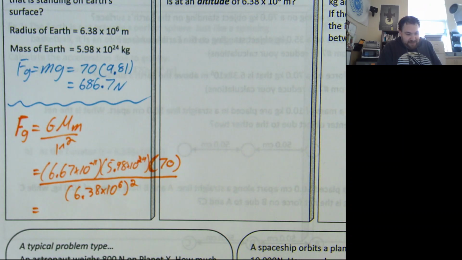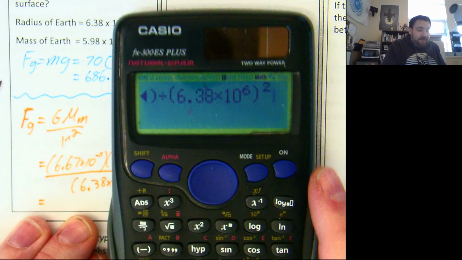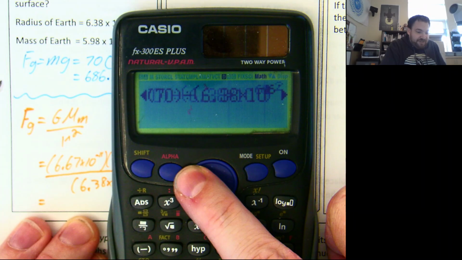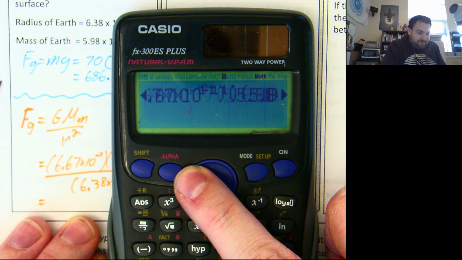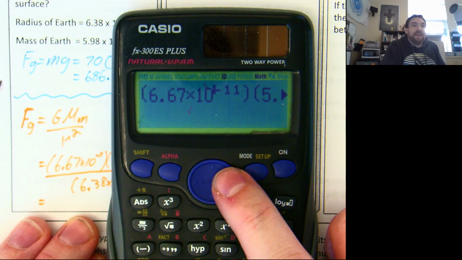The exercise in punching this thing in is useful. 6.67 times 10 to the negative 11 times 5.98 times 10 to the 24 times 70 divided by, set of brackets, 6.38 times 10 to the 6, close my brackets, square it. You're going to want to get comfortable with however your calculator does this. The Casios, it's going to end up looking like this. It takes some time. But get a handle on how your calculator behaves.